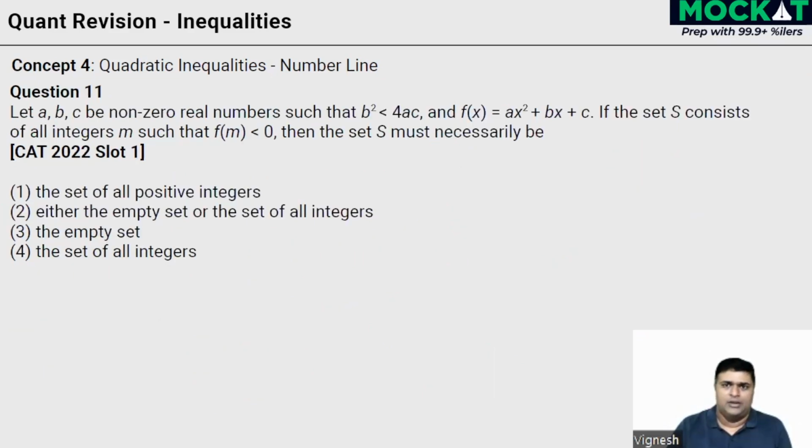Okay. Let's move to the next question. Question 11. Let a, b, c be non-zero real numbers such that b squared is less than 4ac. Okay. b squared is less than 4ac, b squared minus 4ac.